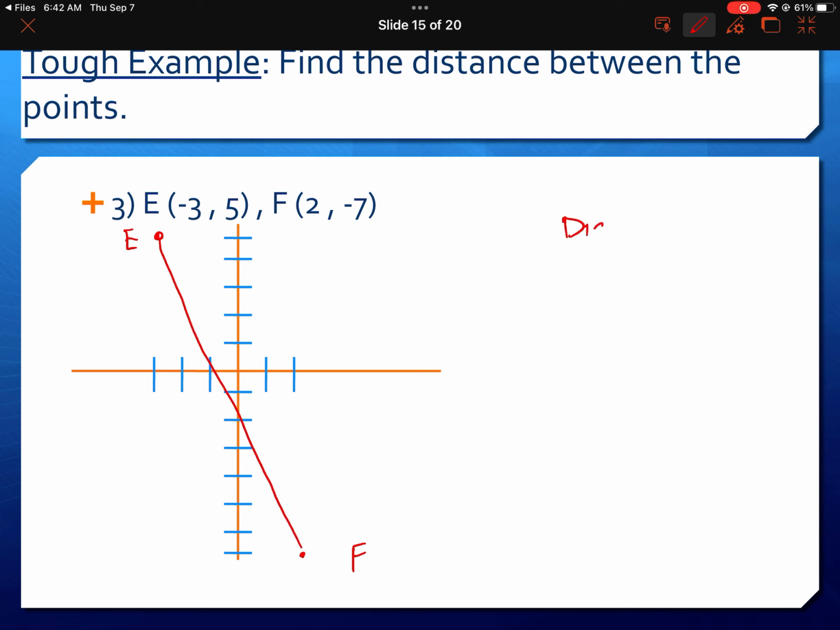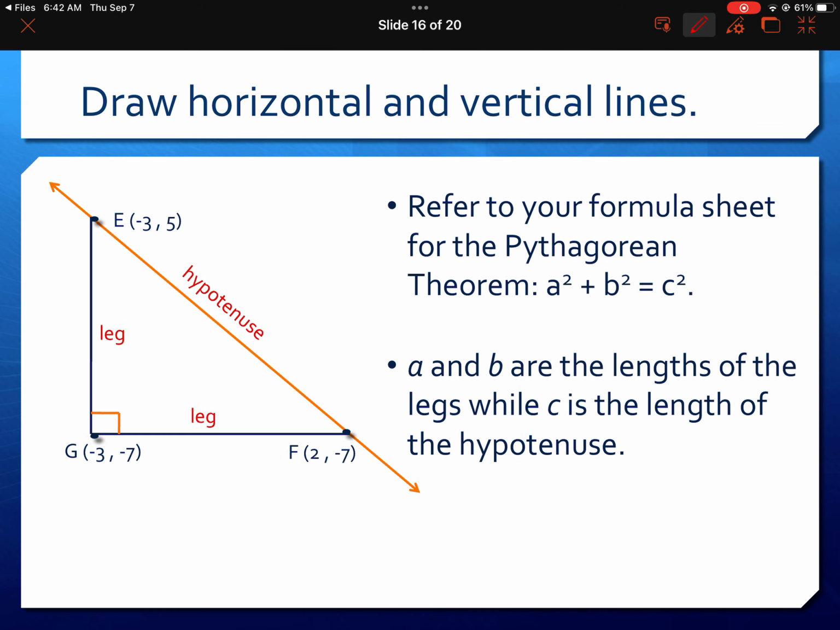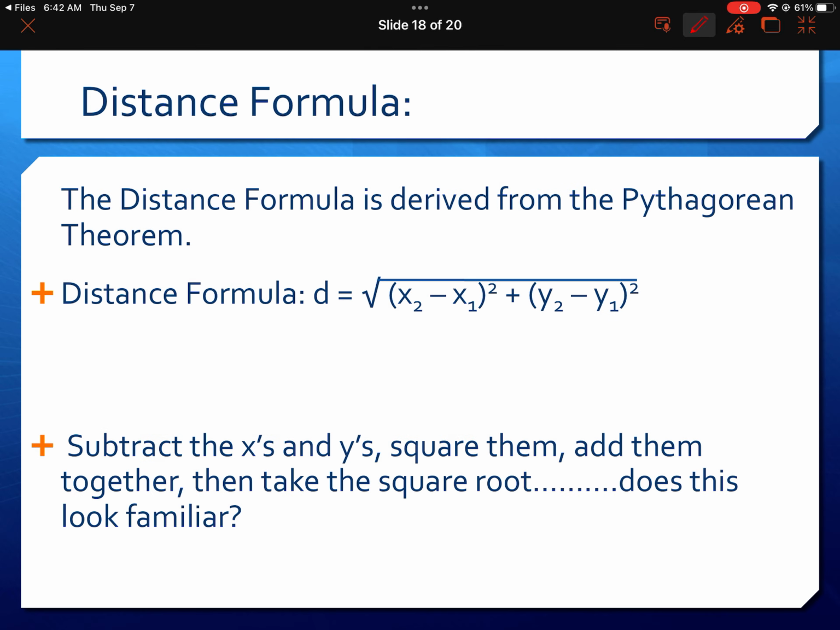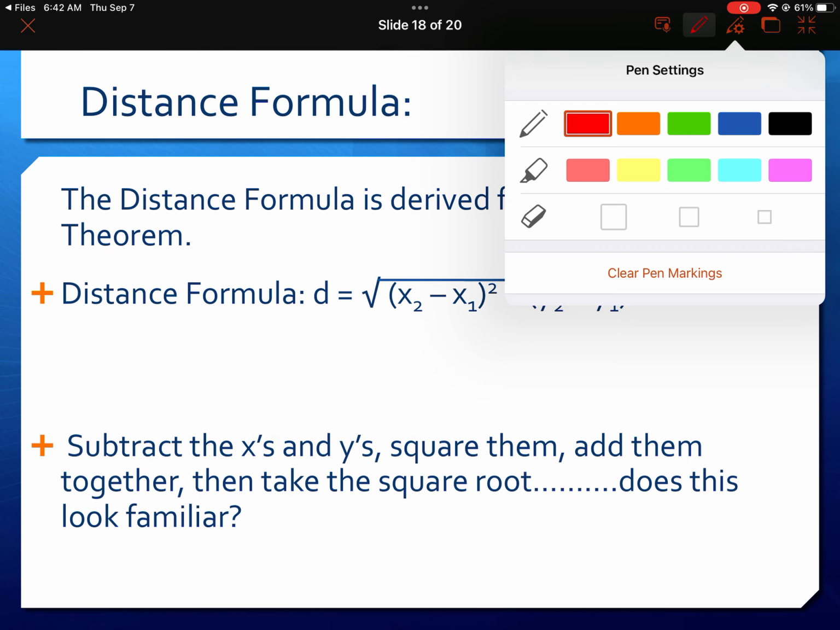This segment is diagonal. That presents an issue because you can't count anymore. So how are we going to do something like this? Well, we're going to use a formula. And that formula is called the distance formula.